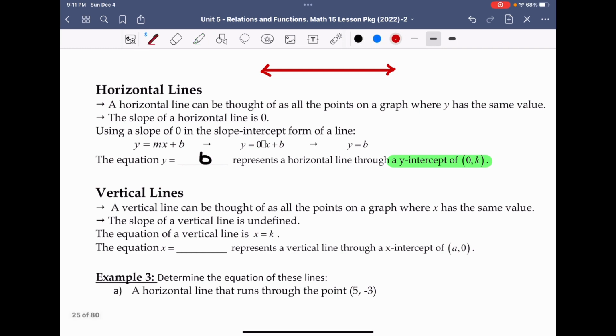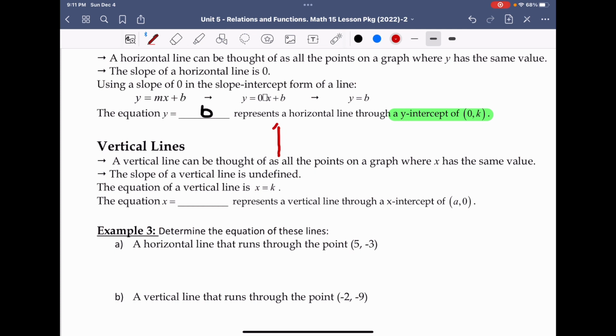Vertical lines are the opposite case scenario. I have this type of line here. It's one x value with a bunch of different y values. We know the equation is simply x = k, or x is equal to whatever the point is. And even up here, maybe I should substitute this as the x value. y = the y value represents the horizontal line, and x = the x value represents that vertical line through some given point where it has an x-intercept of whatever that a value is here.